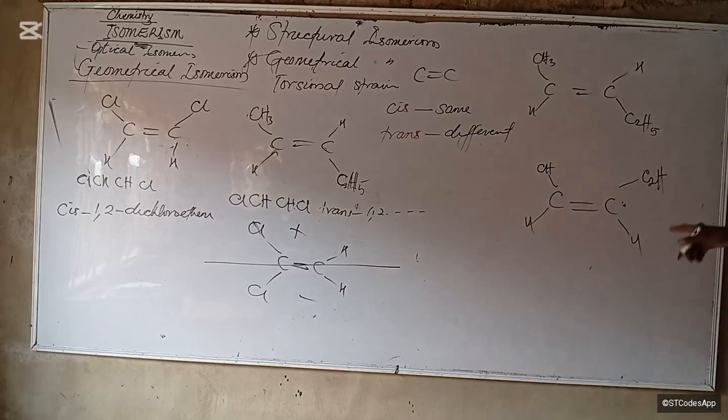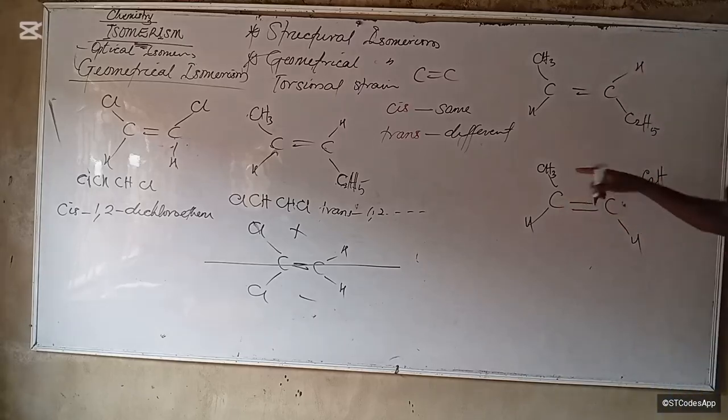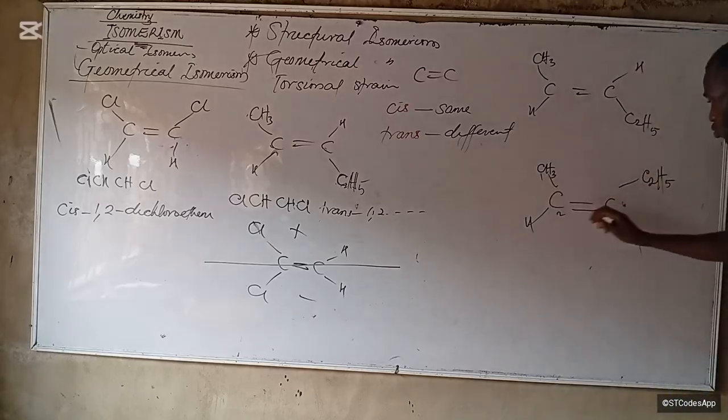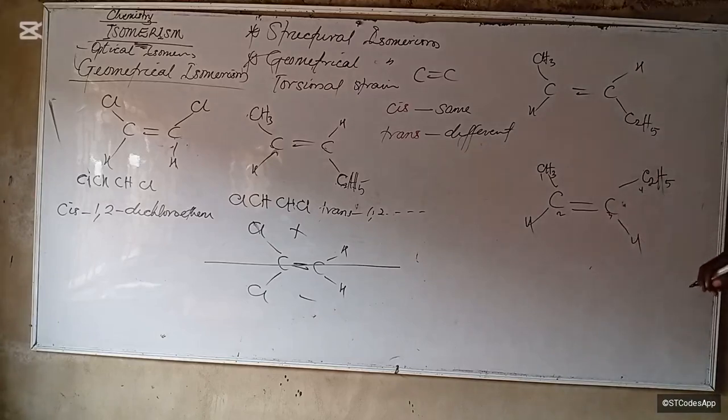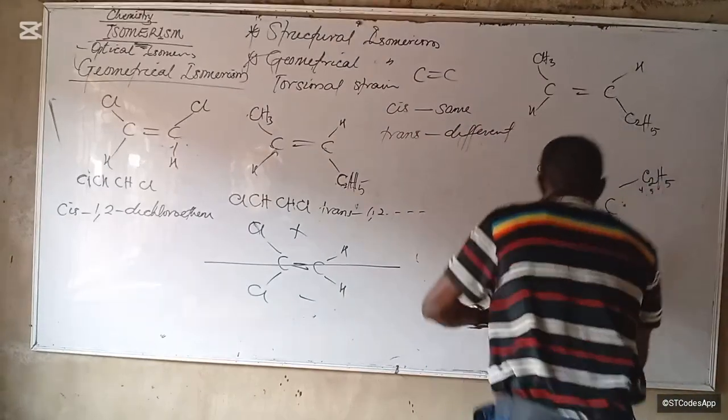Look at this guy. To name this, CH3, you count 1, 2, 3, 4, 5. So that will be pent, right? No substituent attached, right? So this will become what?